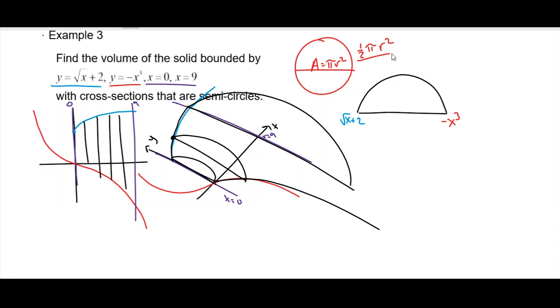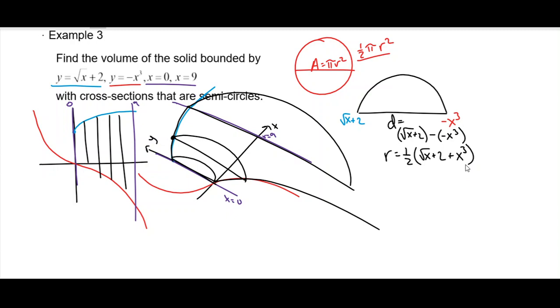So looking at this, I don't really have an easy way to calculate r. I do have a way to calculate the diameter, though. The diameter of the semicircle is going to be equal to the square root of x plus 2 minus negative x cubed. And the radius is just going to be equal to half of that. The radius is equal to 1/2 times the square root of x plus 2, and a negative and a negative makes a positive x cubed. That's what my radius is.